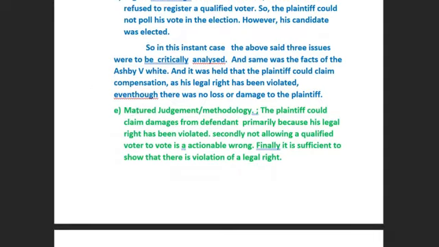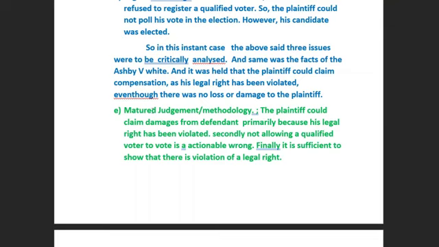With regard to the judgment, here the judgment you have to give: the plaintiff could claim damages from the defendant, primarily because his legal right has been violated. What is his legal right that has been violated? To cast his vote. Secondly, not allowing a qualified voter to vote is an actionable wrong.